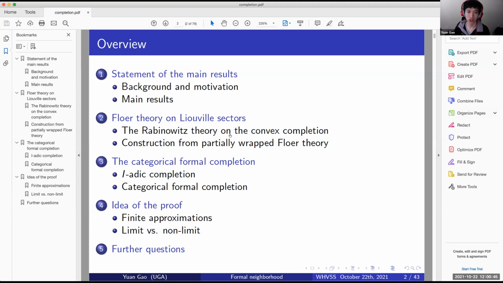There are multiple parts. First of all, I'll give you some background and motivation for this question, and then I'll tell you a little bit about Floer theory on Liouville sectors. Then the third part of the talk is purely algebraic. It's a review of Efimov's construction of the categorical formal completion, a notion without using limits and additive topology. And then in the last part, I'll tell you about the idea of proof.